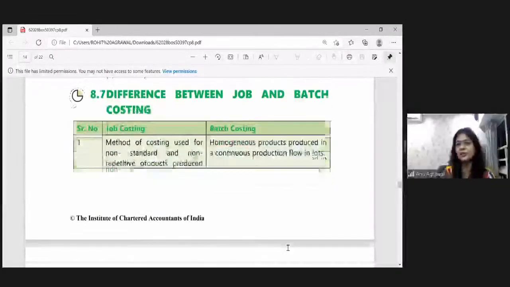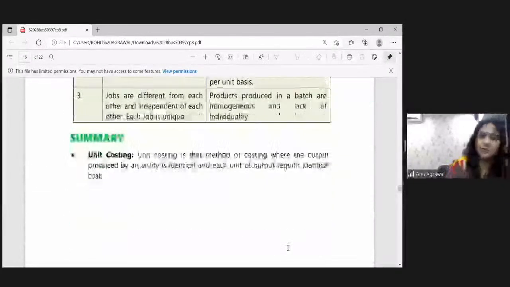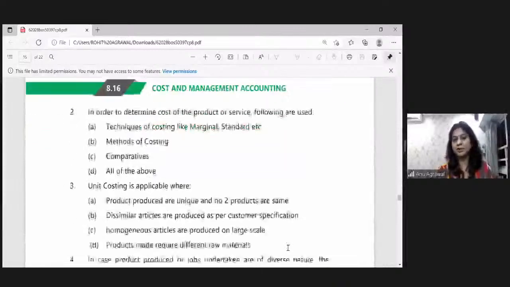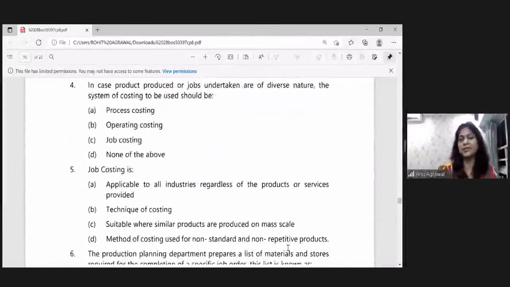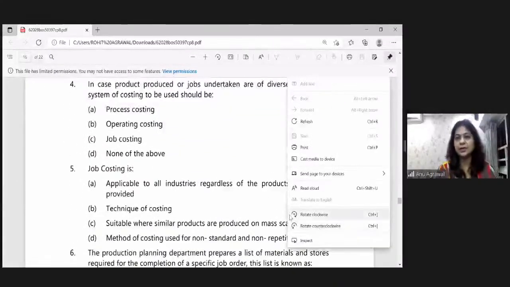Now, difference between job and batch. I don't need to talk about it, guys. Some questions ICAI has asked you theoretical. Now, guys, give me some more time and I would like to discuss job costing, which I think is in the next module.